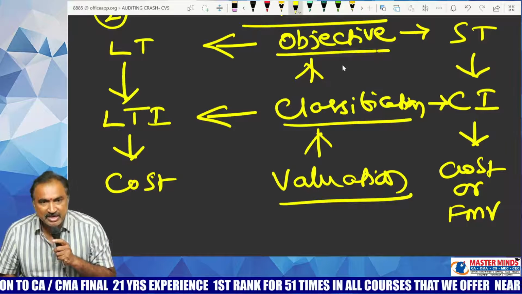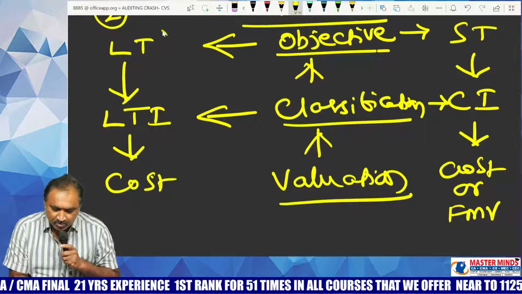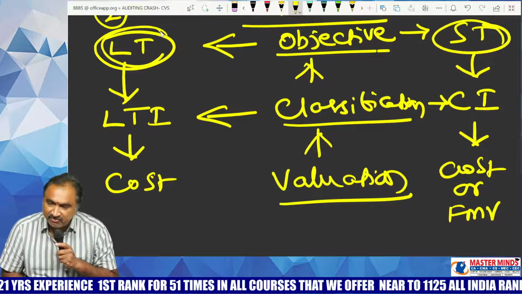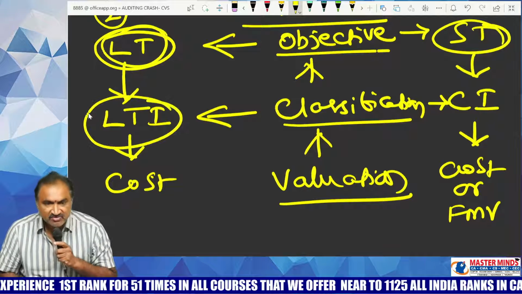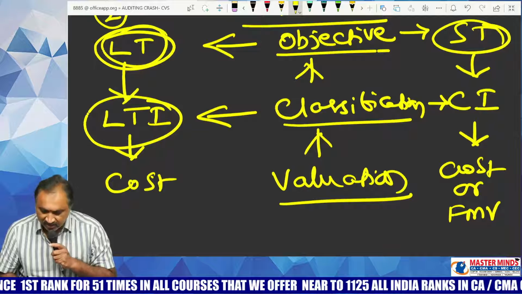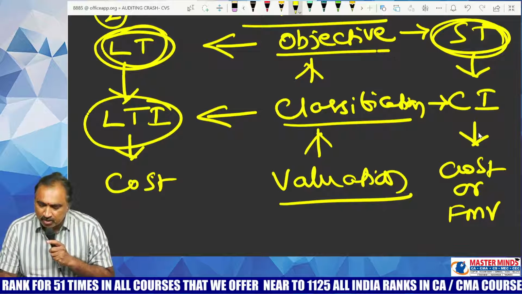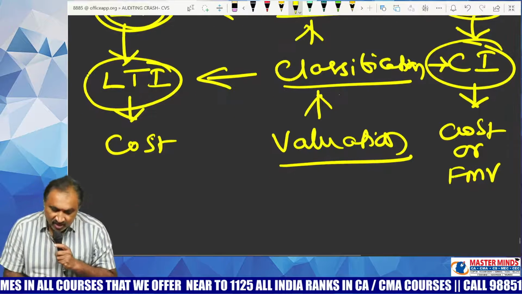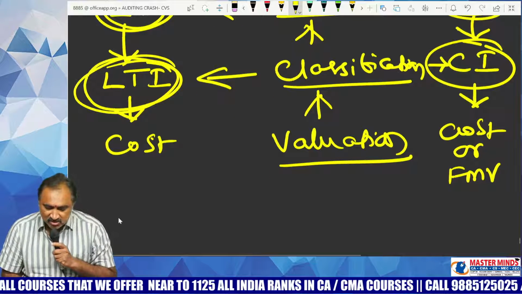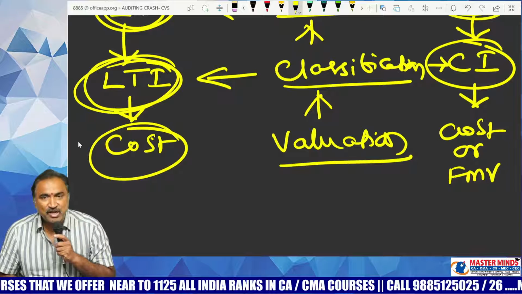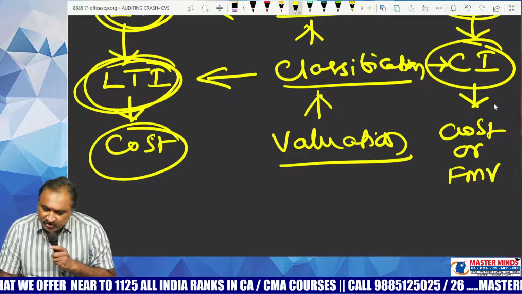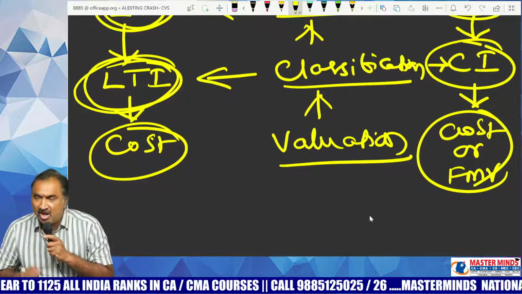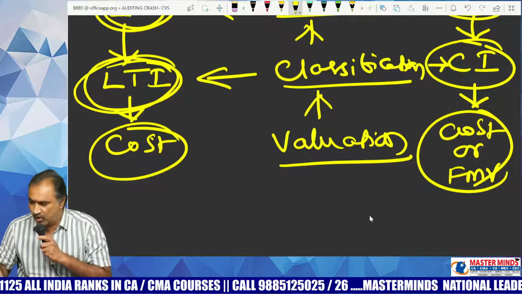Classification is dependent upon objective. Objective may be either a long-term objective or a short-term objective. If the objective was a long-term objective, you need to classify such investments as long-term investments. If the objective is a short-term objective, then investments are required to be classified as current investments. If you classify your investments as long-term investments, they are required to be valued at cost. If you classify your investment as current investments, they are required to be valued either at cost or at fair market value, whichever is lower.